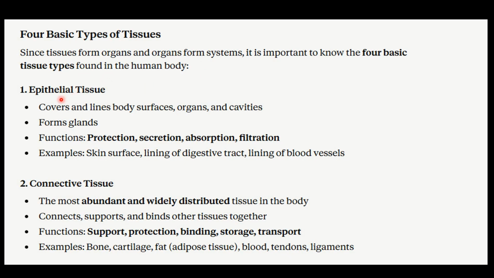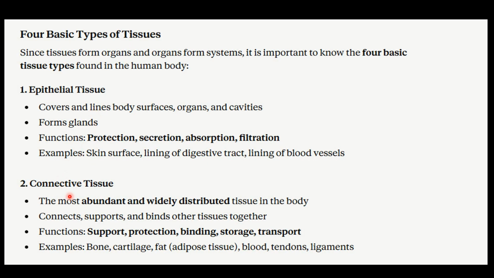The first tissue is epithelial tissue, which covers and lines the body surface, organs and cavities. It forms glands. Functionality: protection, secretion, absorption, filtration. Examples are skin surface, lining of digestive tract, lining of blood vessel, right? So these all come under epithelial tissue.